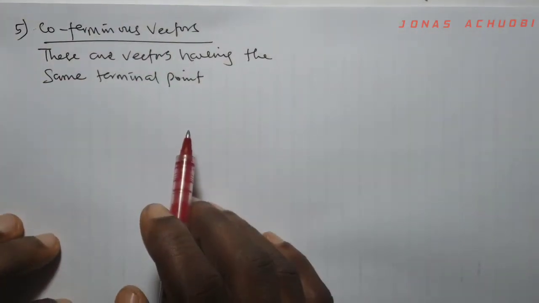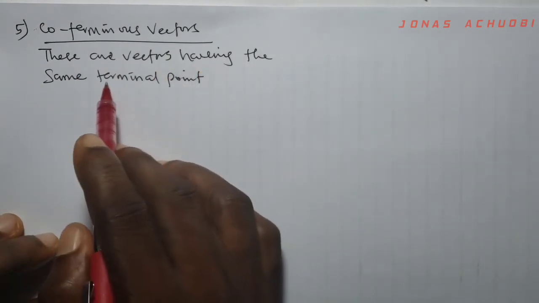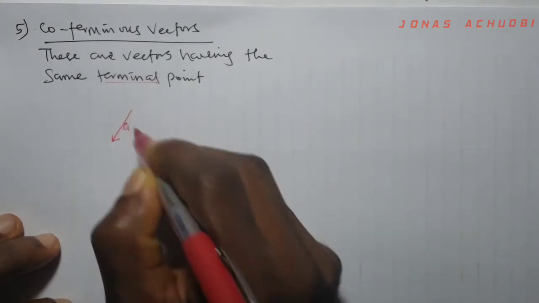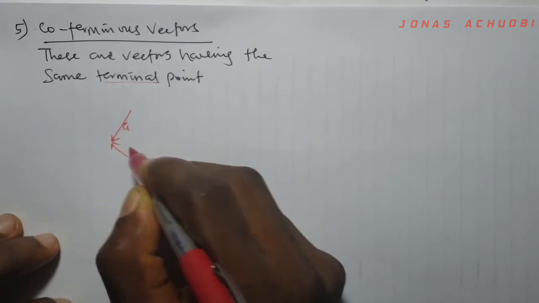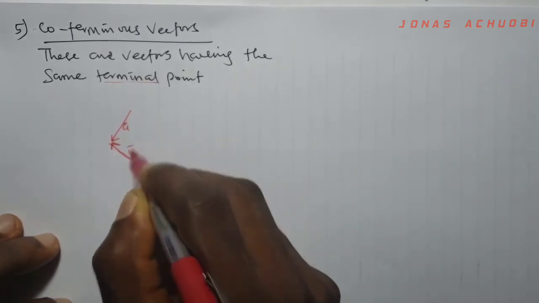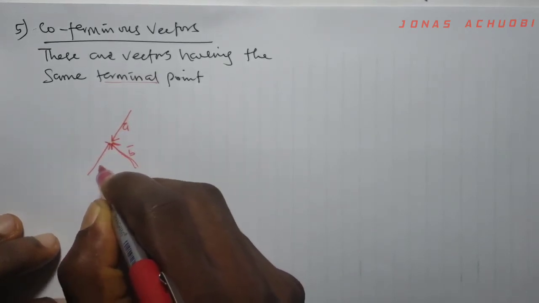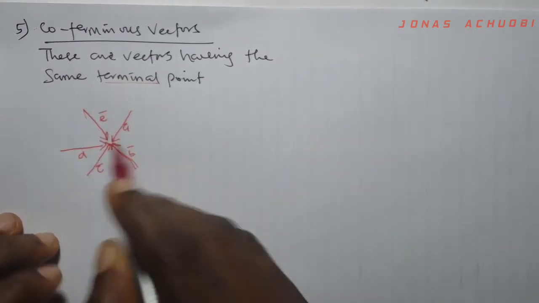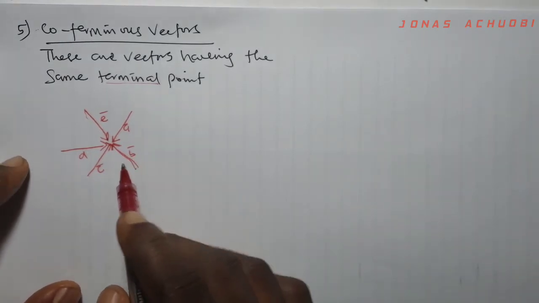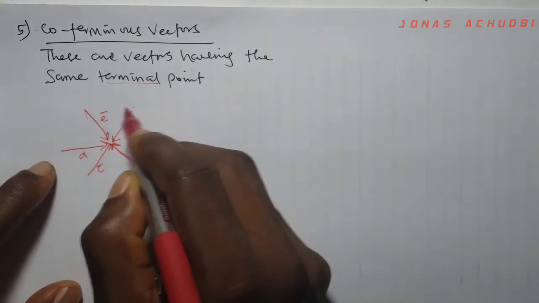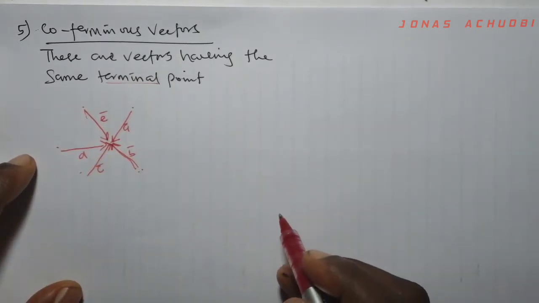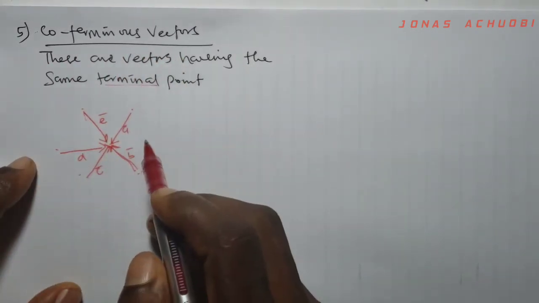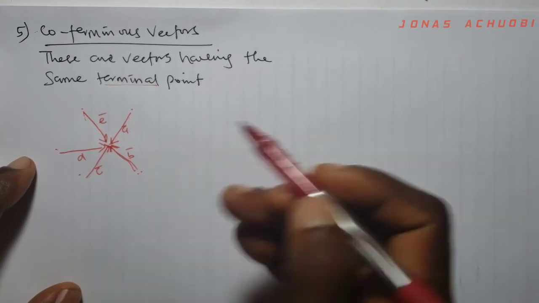Co-terminus vectors. These are vectors having the same terminal point. For instance, if I have a vector, say vector A, I have another vector, vector B, I have another vector, vector C, I have another vector, say vector D, and one last vector, say vector E. What do we observe from these five vectors? These five vectors all have different initial points, but the same terminal point. So when vectors have the same terminal point, they are said to be co-terminus. And like in the previous example, when they have the same initial point, they are said to be co-initial vectors.